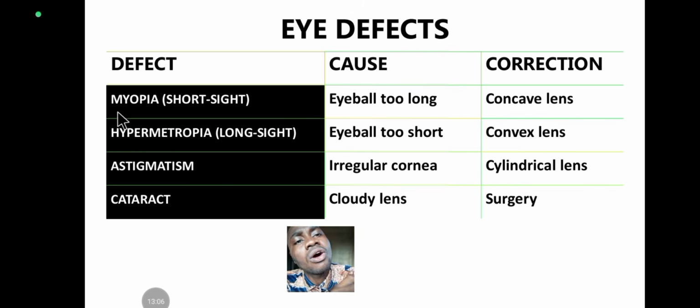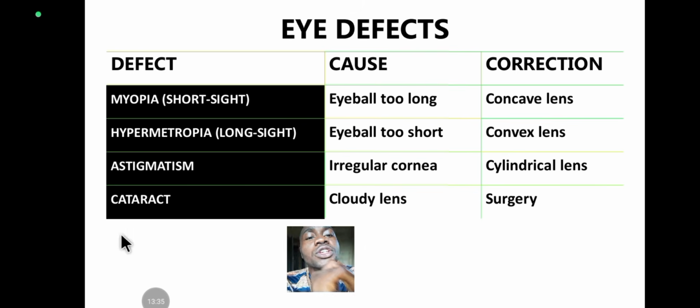All right. On the left-hand side of the table, all the defects listed there are 4 in number. The first is myopia, which means what? Short-sightedness. The second is hypermetropia or hyperopia, which means what? Long-sightedness or long sight. The third is astigmatism, which means what? The irregular curvature of the eyeball, particularly the cornea. Irregular curvature of the cornea.